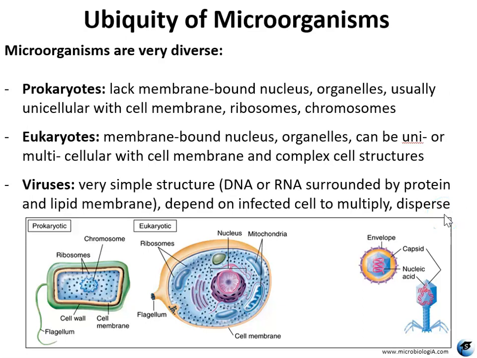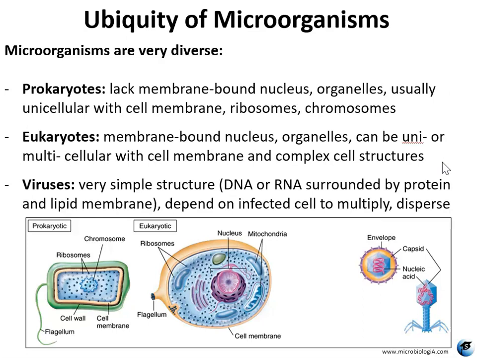Microorganisms are ubiquitous in the environment, which means that they are found everywhere. One characteristic of microorganisms that contributes to their ubiquity is the fact that they are very diverse. There are three major classes of microbes, which are going to be your prokaryotes, eukaryotes, and viruses. Prokaryotes are rather simple in their structure. They lack membrane-bound nuclei. They don't have membrane-bound organelles. They're usually unicellular with a cell membrane, ribosomes, and chromosomes.